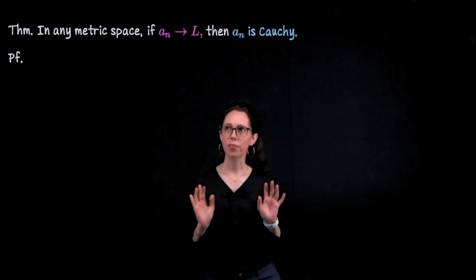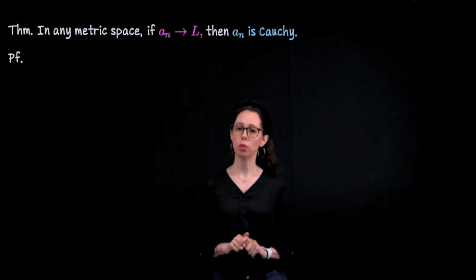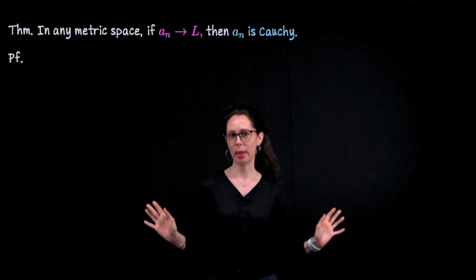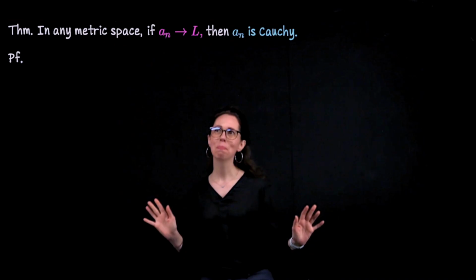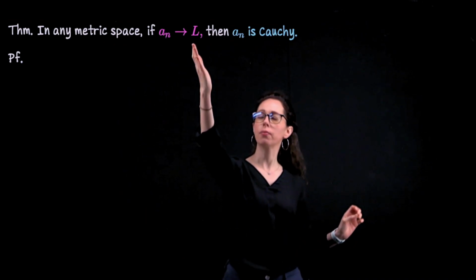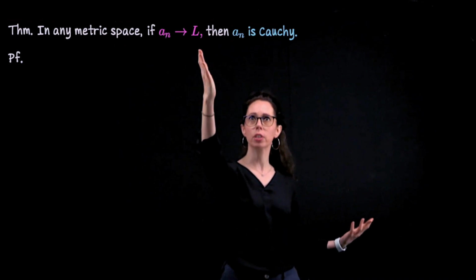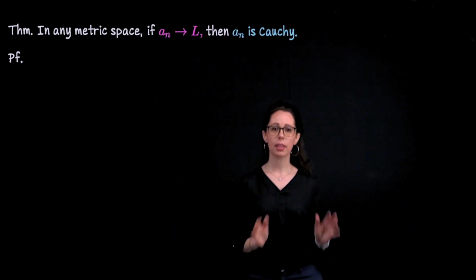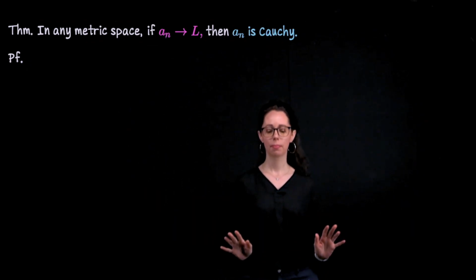Here's our first firm statement making a connection between Cauchy sequences and convergent sequences. In particular, in any metric space, that's the broadest statement I can make, if you know that a sequence converges to a limit L, so if you have a convergent sequence, then you have a Cauchy sequence. So every convergent sequence is Cauchy, always.